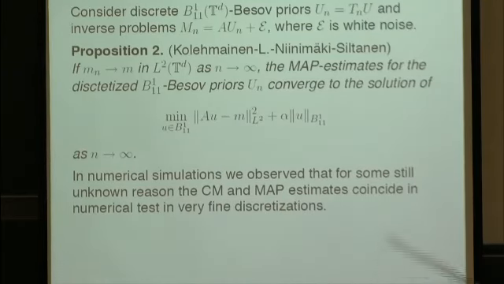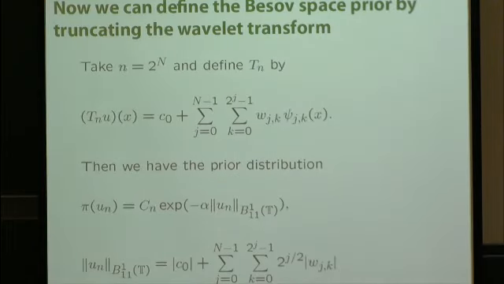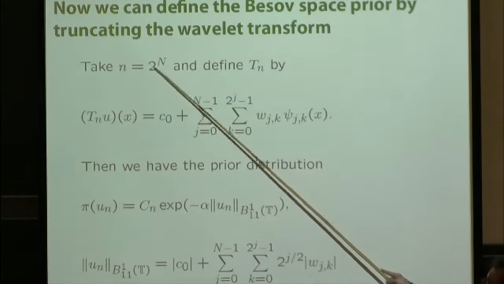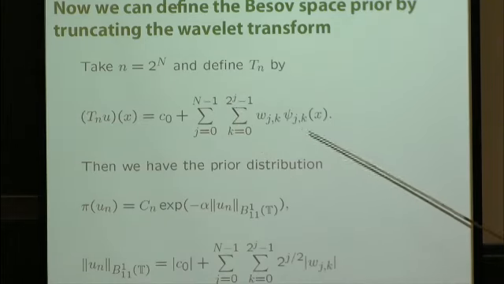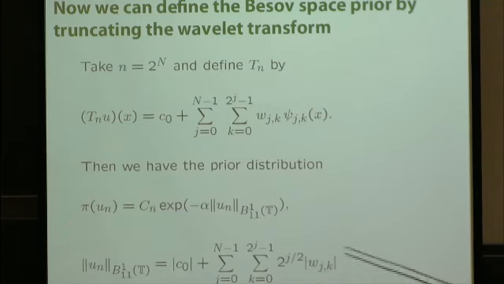Let me also show numerical simulations with the same group as before. Let me recall what we did. We used wavelets. Here we use these finite wavelet projectors. We take the first 2 to the power capital N wavelet coefficients. Using these wavelet coefficients, we first define the Besov norm, just a weighted L1 norm, and then we have these Besov priors. We use the prior to compute conditional mean estimates and MAP estimates.